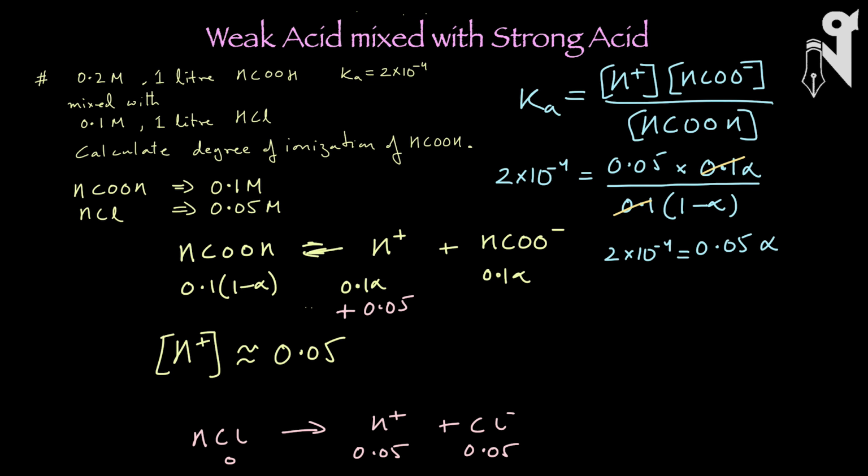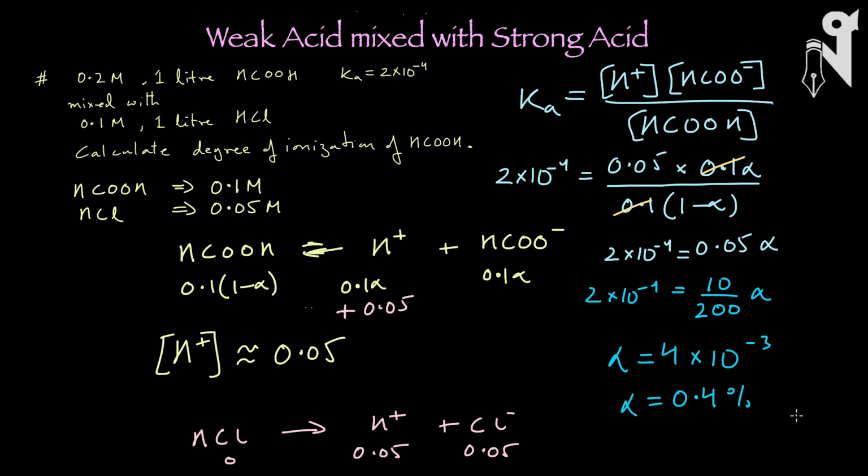So I can write my 0.05 as 10 by 200 times alpha, and this is 2 into 10 power minus 4. So when we multiply, we get alpha equal to 4 into 10 power minus 3. That's your alpha, which is 0.4%. It is reduced big time. You see, earlier it was 4.5%. Now with the common ion coming from HCl, the alpha is reduced to 0.4%.